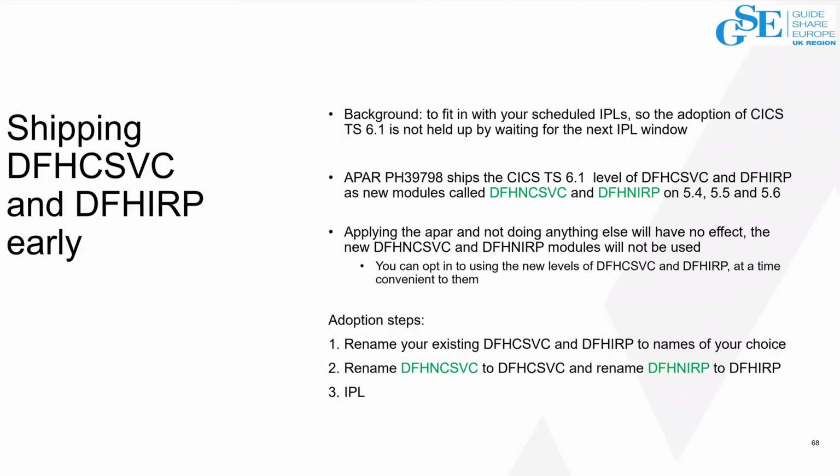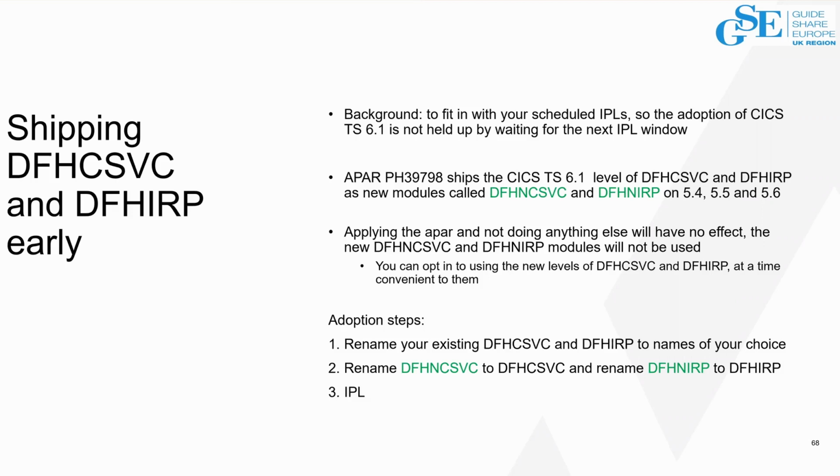And finally, the CICS SVC. We basically shipped the 6.1 CICS SVC and IRP early via maintenance on 5.4, 5.5, and 5.6. They're new modules called DFHNCSVC and NIRP. So if you apply the maintenance and don't do anything else, nothing happens.